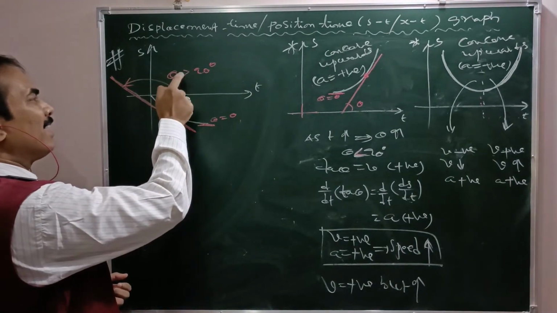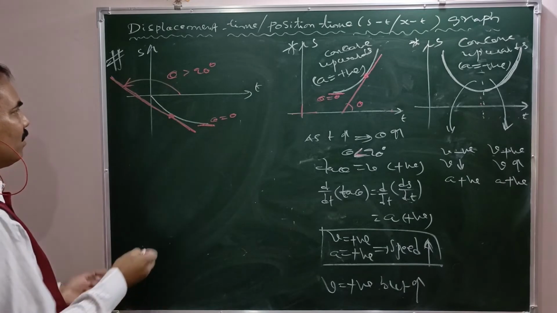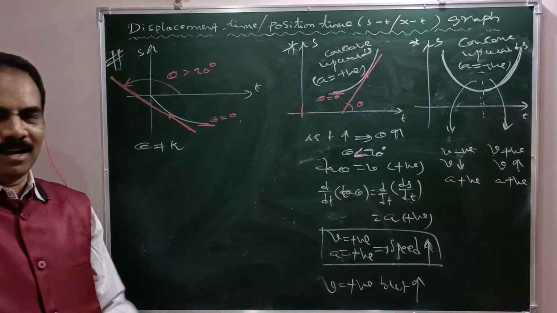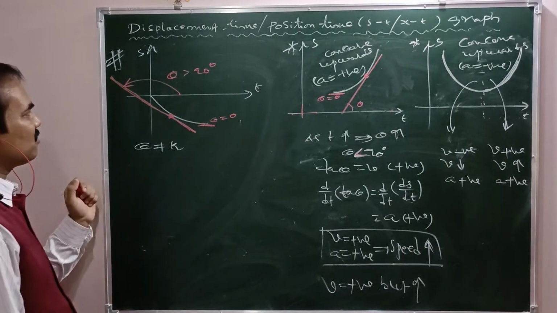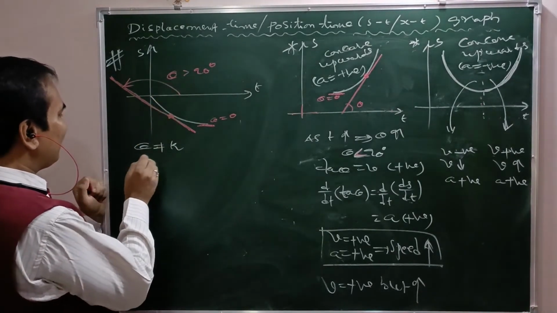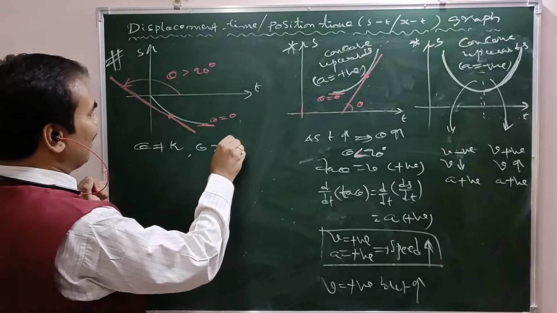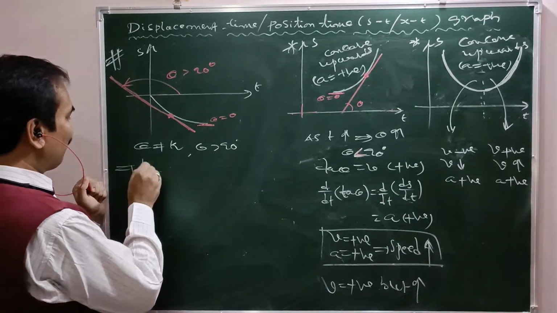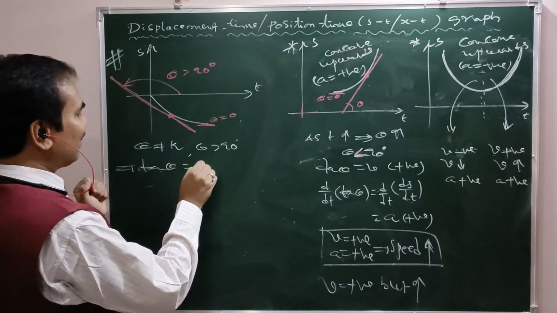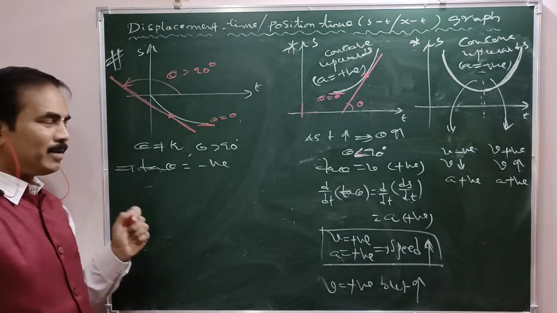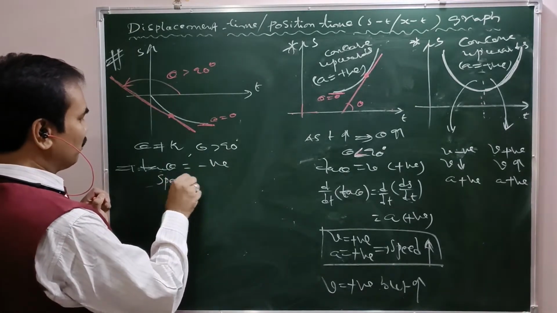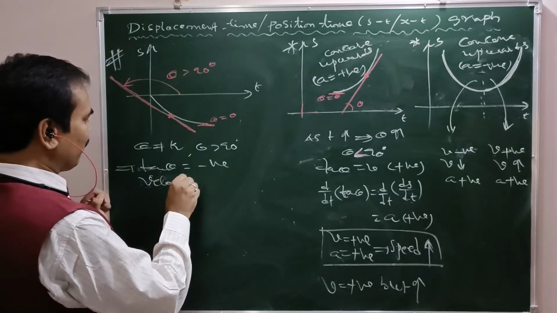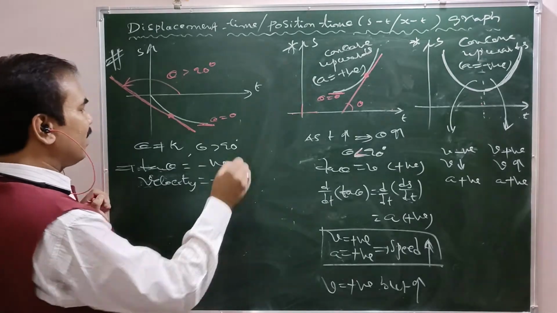Now what about slope here? Theta greater than 90 means negative. Right? Theta is not constant, changing. From instant to instant, theta changes. But here theta is greater than 90, which implies tan theta is negative. Tan theta means velocity, it's not speed, velocity. Velocity is negative.